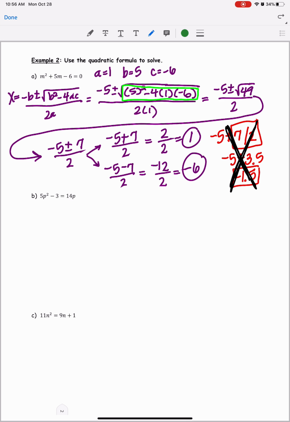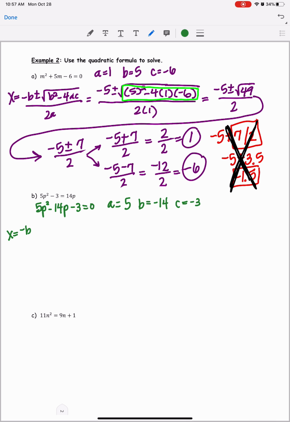So now my equation looks like 5p squared minus 14p minus 3 equals 0. Okay, put it in the correct order. That way when you list your A, your B, and your C, it's in order. A is 5, B is negative 14, and C is negative 3. Notice I don't have P's in those, and I have included my negatives when there are negatives. So let's go to our quadratic.